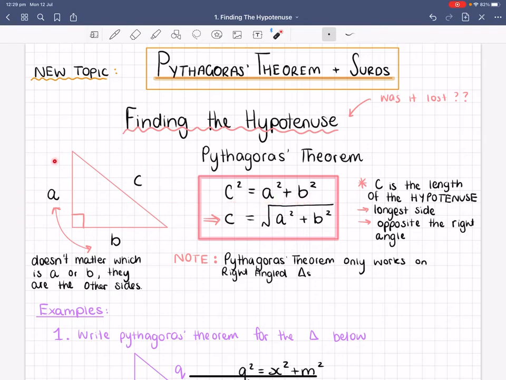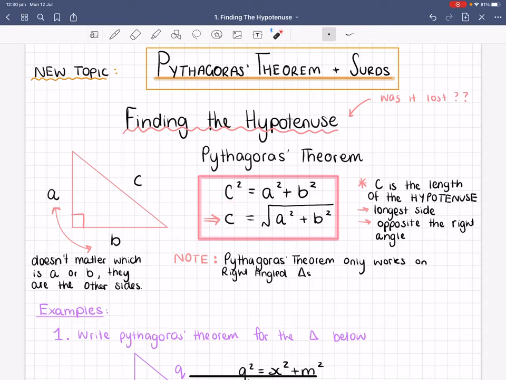Now, using our triangle, c is the hypotenuse, and that is always the longest side, directly opposite the right angle. Here we've just labelled A and B. They're the other sides on our triangle. It doesn't matter which order we write it. So B could be this side and A could be this side. It doesn't really matter. Now, if we've got c squared equals a squared plus b squared, c is defined as the length of the hypotenuse.